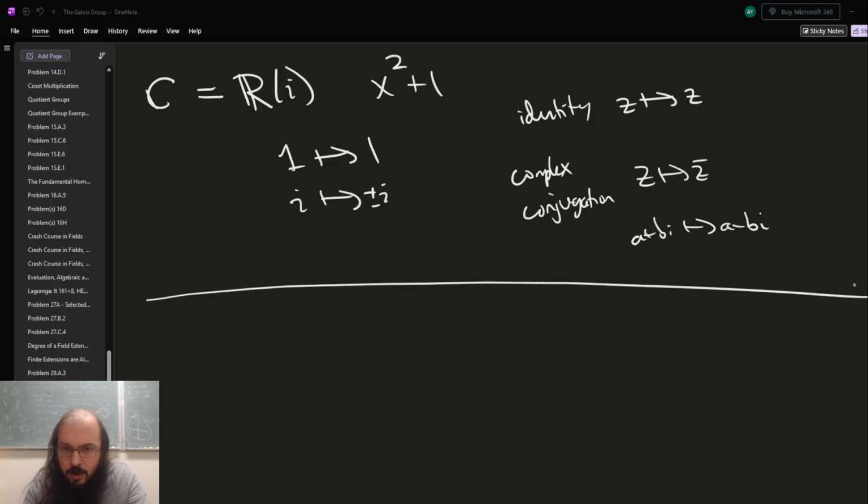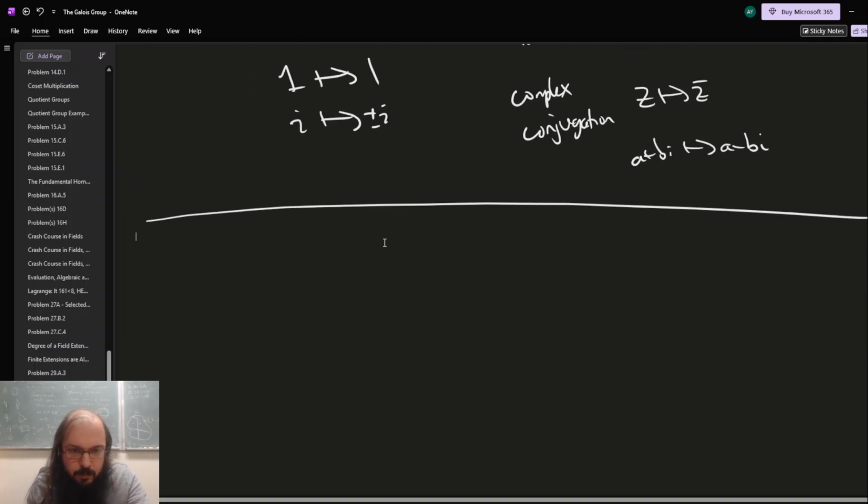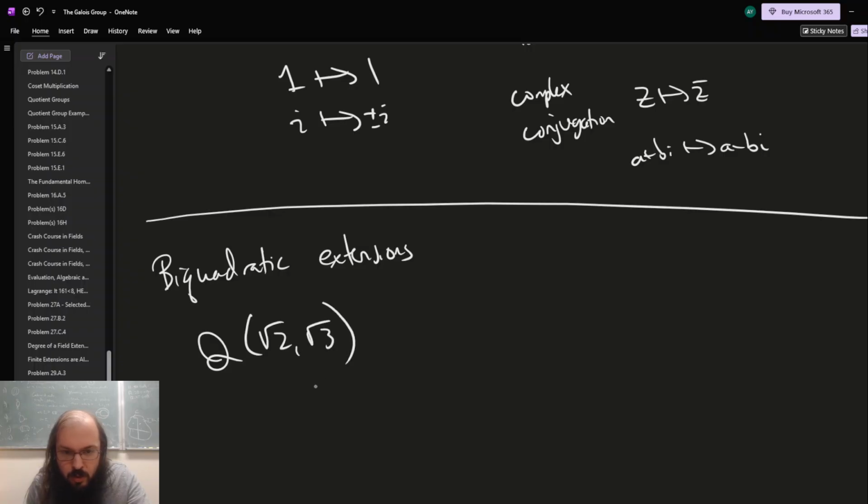Let's think about a higher degree extension. And the simplest higher degree extension are the biquadratic extensions. We had a homework problem on those too. Biquadratic extensions, they're called that because they are things like Q adjoin square root of 2 and square root of 3. This has a degree 4 extension, right? Because we know how to calculate that now.